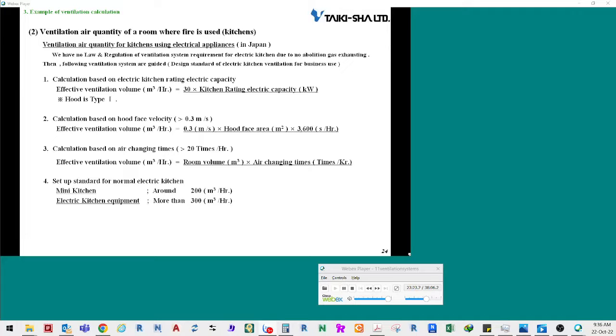1. Electric capacity of electrical appliances in the kitchen. 2. Phase velocity around the hoods. 3. Ventilation rates. The ventilation air quantity determined by a ventilation rate is a rough indication of the ventilation air quantities for general housing.